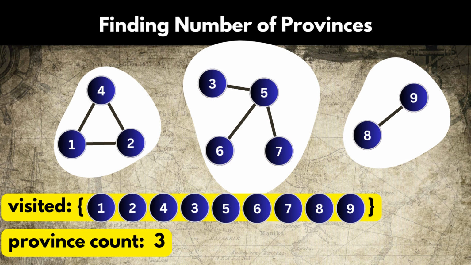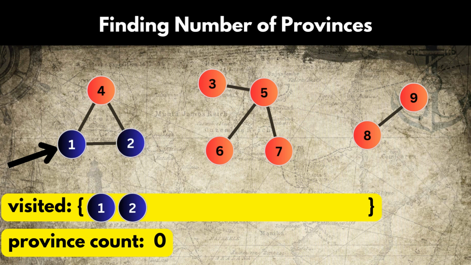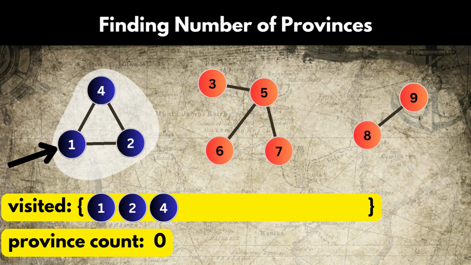Let's walk through a concrete example. Here's our input graph. Start with an empty visited set. First unvisited node is 1. We start DFS from node 1. Mark node 1 as visited. Visit node 2. Visit node 4. DFS completed for the node 1. This is our first province. Count becomes 1. Next node is 2, but it is already visited.